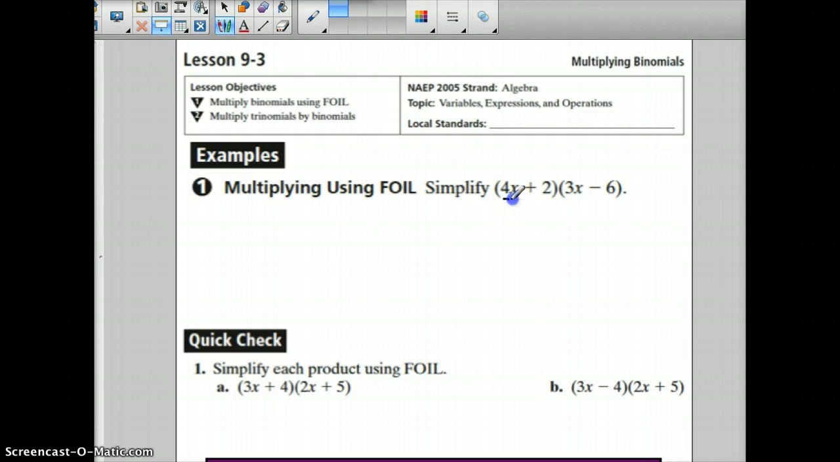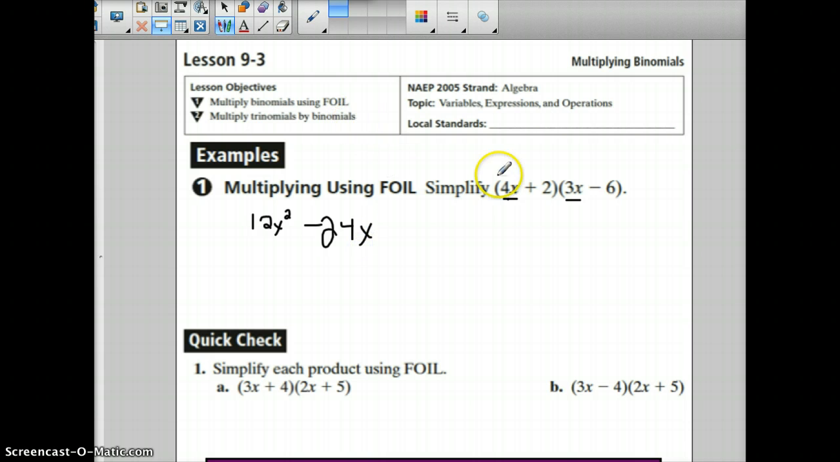First, meaning these are our first terms. Here's 4x and 3x. 4x times 3x gives us 12x squared. And then we take our outer. Our outer is going to be the 4x, and our other outer, you can see here, is the minus 6. That leaves us with negative 24x.